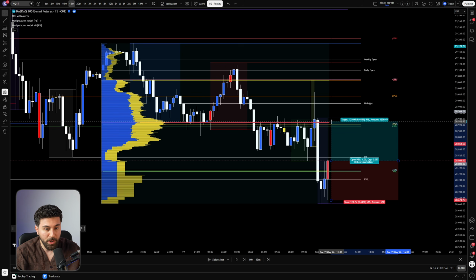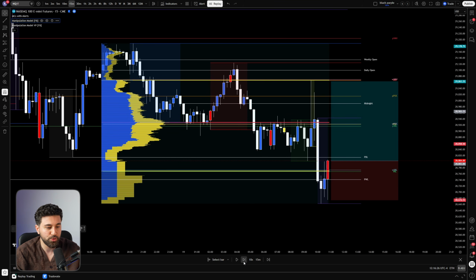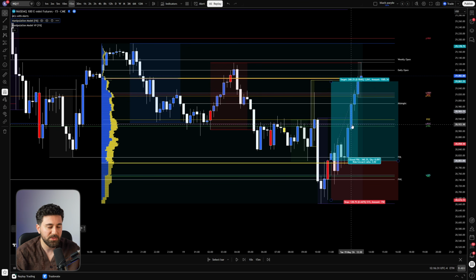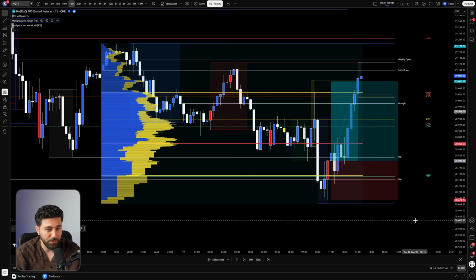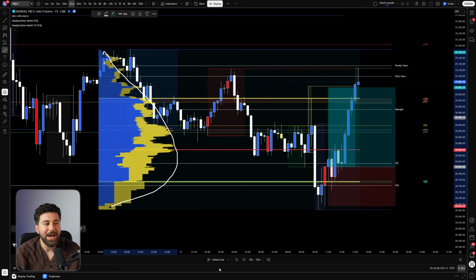Remember, we will go break even once we hit 1 to 1, and then the full target will be at 1 to 2. Okay, so let's play price. It does range right here, hits the 1 to 1, we go break even, and then we hit our final take profit. And look, the volume profile still looks like a very balanced profile.